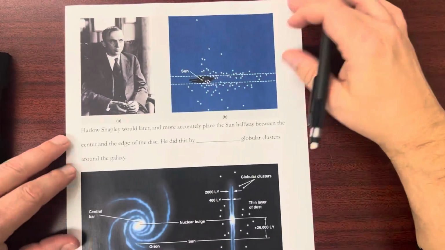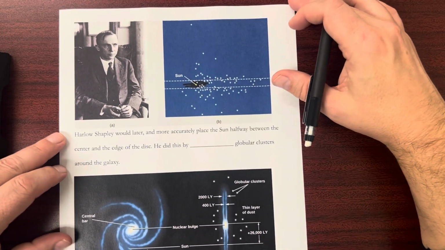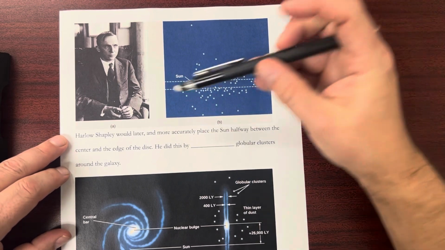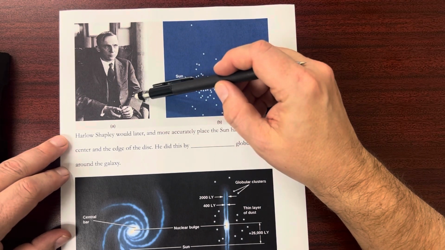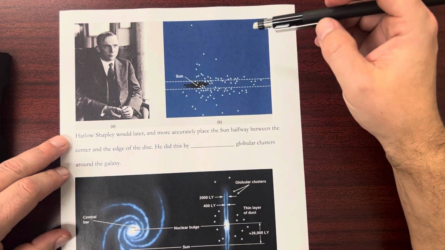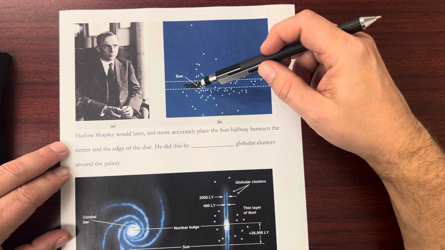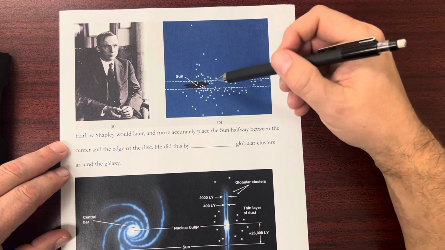And then we get another scientist. This is more recent. This is in the 1900s. This man, Harlow Shapley, would later and more accurately place the sun halfway between the center and the edge of the disk. This is what we know now.